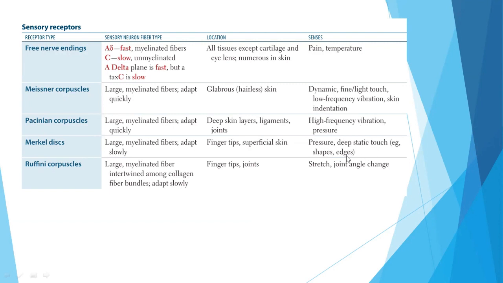So remember P for P. Now, Merkel discs are present in the fingertips and superficial skin, and they carry pressure and deep static touch. And there are Ruffini corpuscles, which are also present in the fingertips and joints, and they carry the sensation from stretch and joint angle change.